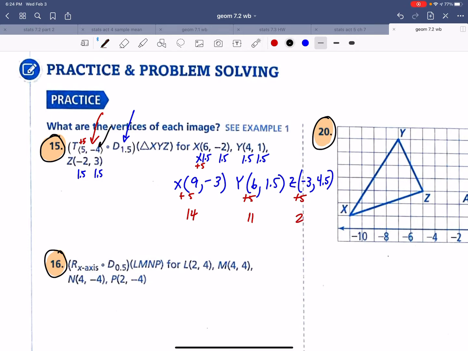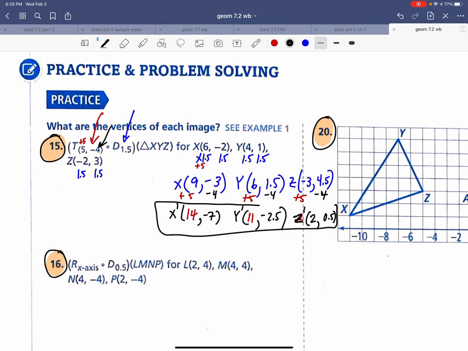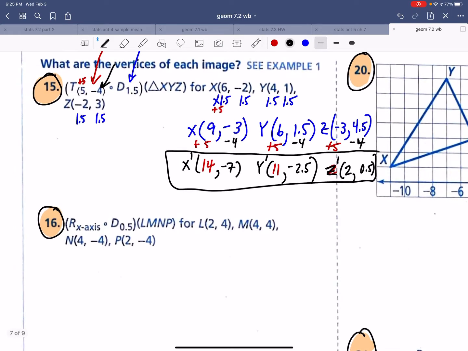And then we're going to subtract 4 from all the y. And then z prime was 2, and subtract 4, so I get 0.5. Nice work.